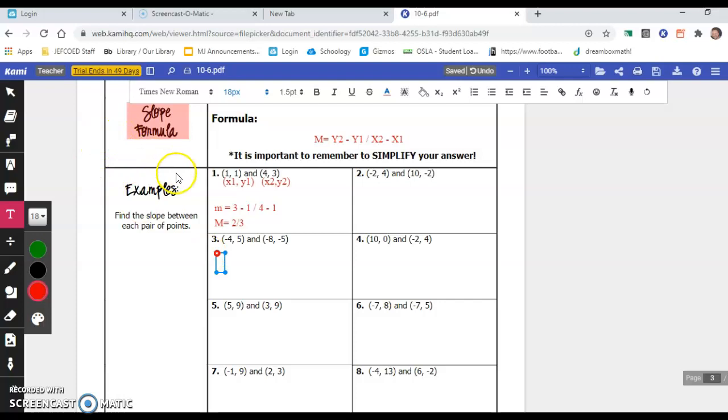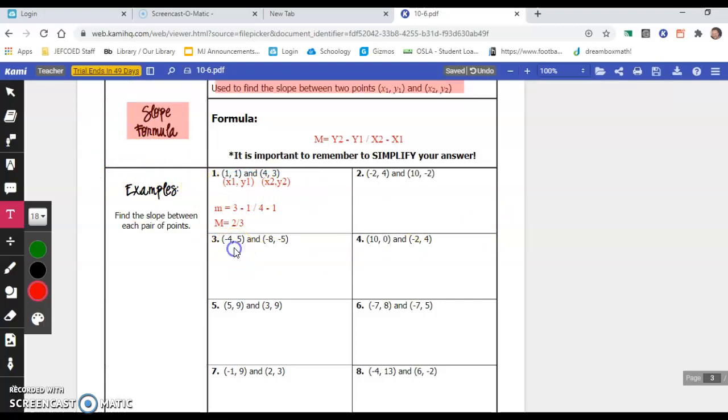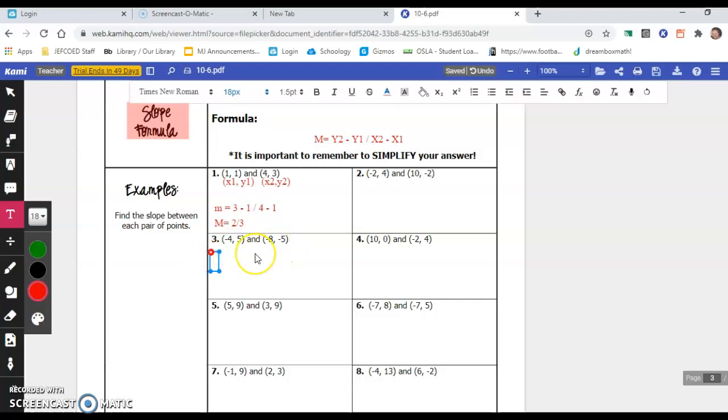All right, let's look at number 3 real quick. Okay, so I'm not going to type in the x1, y1, x2, y2, guys. Just know that this is your first one and that is your second one. Okay, so we have m equals y2, which is -5, and that's going to be minus my y1, which is 5. And then we also have my x2, which is going to be -8, minus my x1, which is -4.